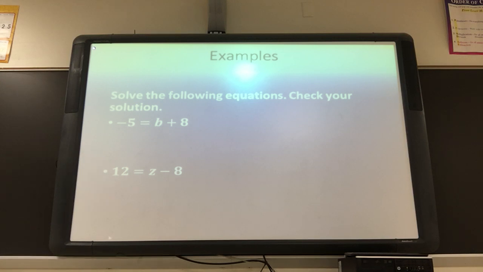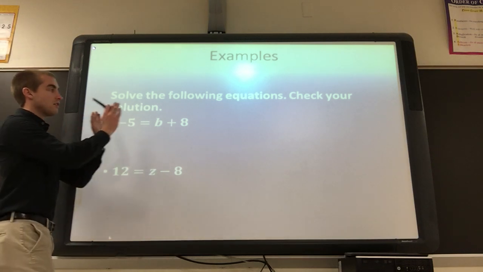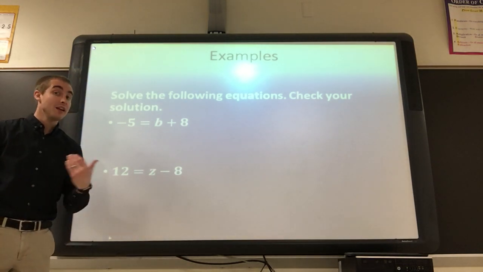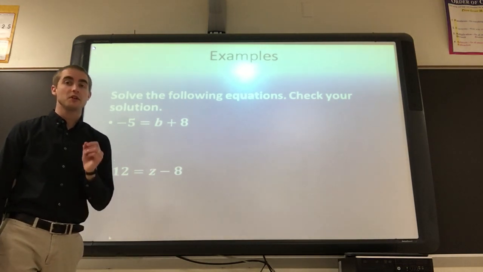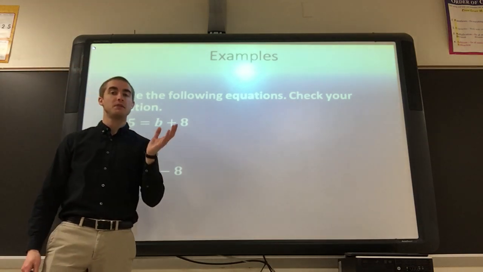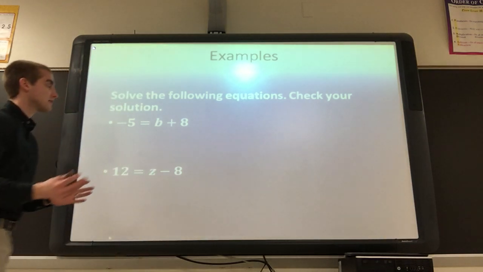All right, so for this one, actually for both of these, notice that the variable is on the other side of the equal sign from the first ones that we did. Nothing's going to change. We're still going to do the opposite operation to get rid of that number. And if we do something to one side of the equal sign, we've got to do the same thing to the other side. None of that's going to change.